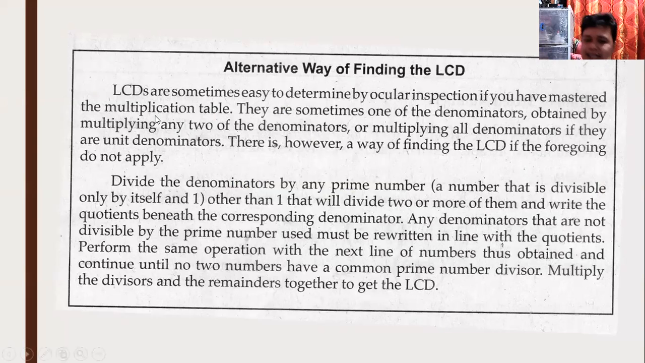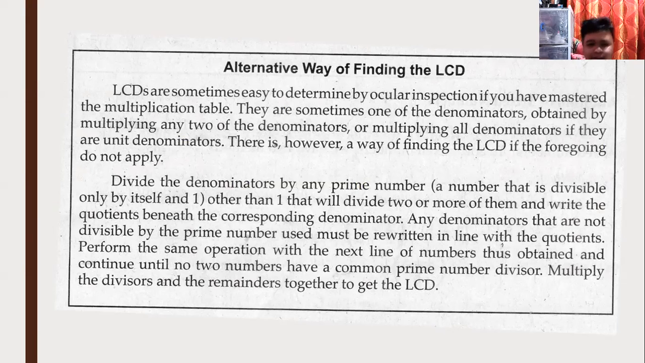Now, LCDs are sometimes easy to determine by ocular inspection. It is easy to find by ocular inspection if you have mastered the multiplication table. If you have memorized the multiplication table, finding the least common denominator is easy for you. Why? Because finding the least common factor involves division. Which is the smallest? It's a 2, it's a 4. What is the sameness of the two when it comes to the least common factor?